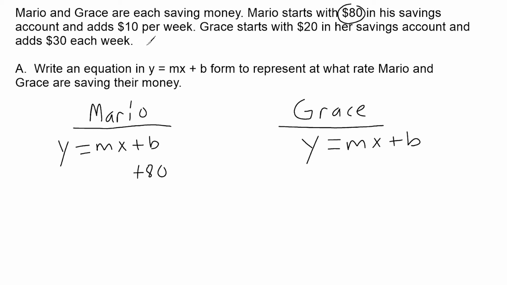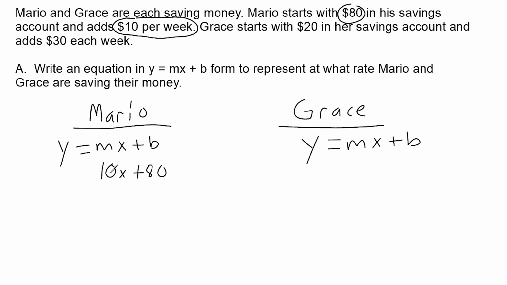Now, the problem also indicates that Mario is saving $10 per week. And the language that they use there sounds exactly like a rate. That is why 10 is the slope of this equation here. So we are going to go ahead and substitute m with 10 and multiply that by x.